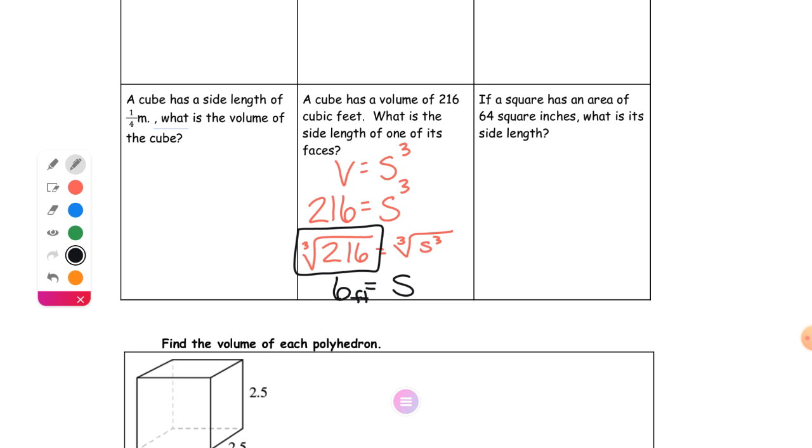One more. A square has an area of 64 square inches. I'm going to underline square and area. I need my formula for area of a square. Maddox? A equals s cubed. Area is squared. S squared, yeah. Okay? Substitute what we know. Peyton, what do we know?